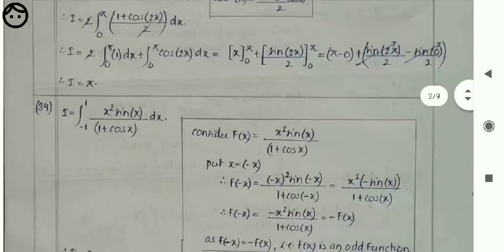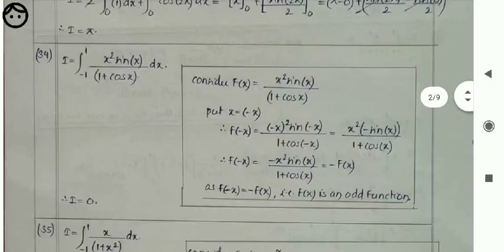Next problem, again minus 1 to 1. Again it tempts me to use rule number 3, minus a to a. Correct? Whatever function is, first of all check whether it is even or odd. अगर even है तो double the integration of the domain, अगर odd है तो direct answer is 0.